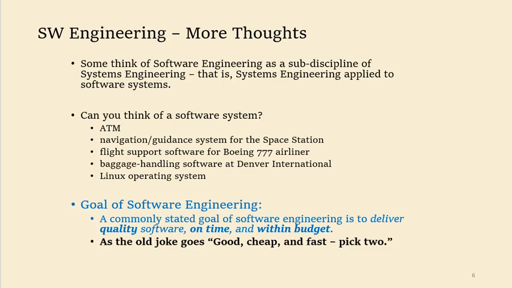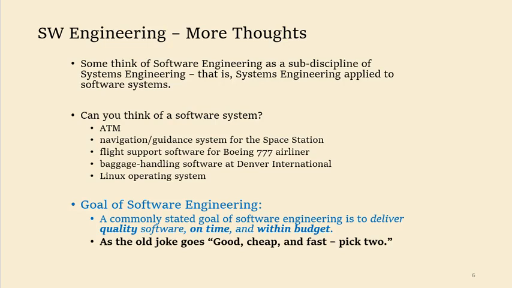It has an engine, a fuel system, a drivetrain, a steering mechanism, comfort mechanisms like seats. All of those things have to be put together into one working car to make a system. So think about software systems. If we think about an automatic teller, ATM, that's a system. Or a navigation guidance system for a space station, or GPS that aircraft use and now our automobiles use. Flight support software for the Boeing 777. By the way, the Boeing 777 has, I don't know, somewhere well over 1 million lines of code.